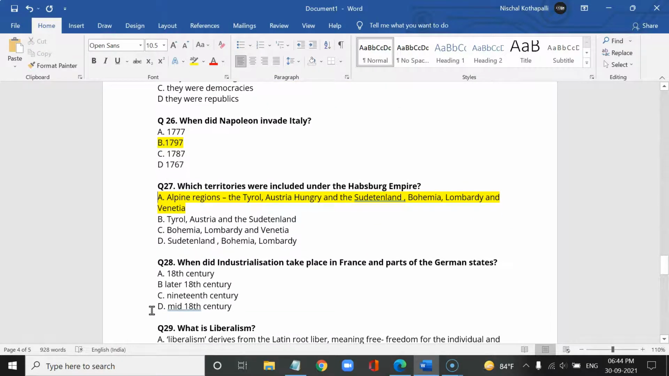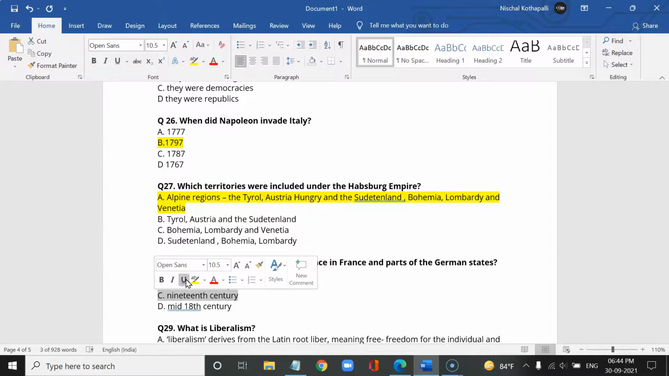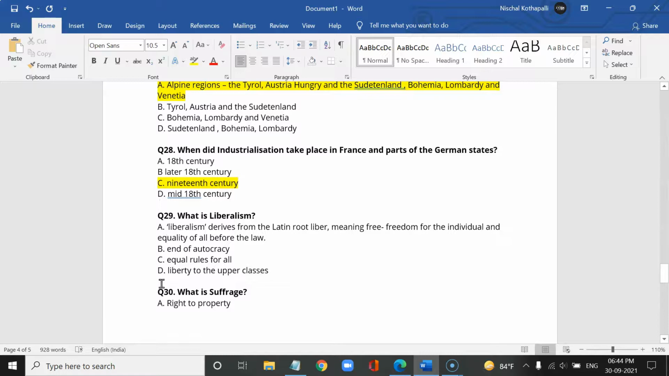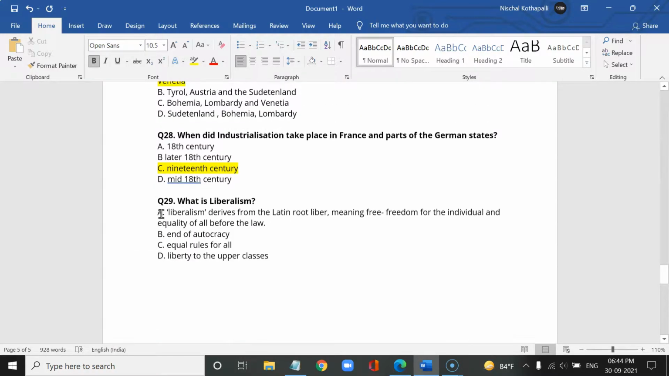Question 28. When did industrialization take place in France and parts of the German states? This is one of those dates that you really have to remember, and the answer is the 19th century. Because remember, in terms of centuries, 19th century means the 1800s to 1899. So that's when industrialization started taking place in Europe in general. What is liberalism? Another textbook question. Liberalism derives from the Latin liber, meaning free, freedom from the individual, end of autocracy, equal liberty to all classes. So all of these are correct, but the most appropriate option is A because it clearly defines liberalism and also includes the basic aspects.